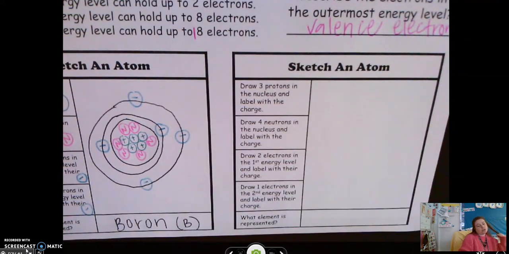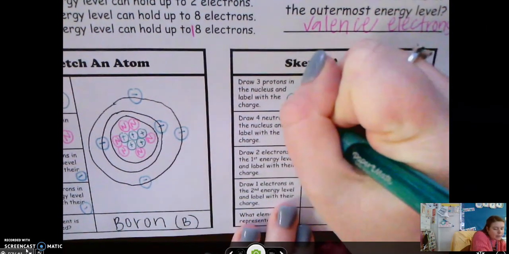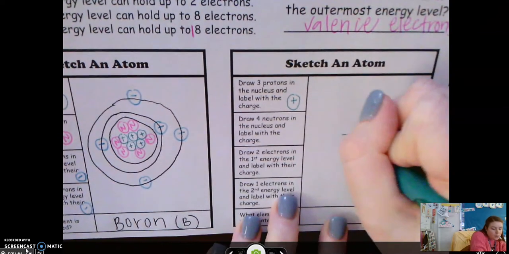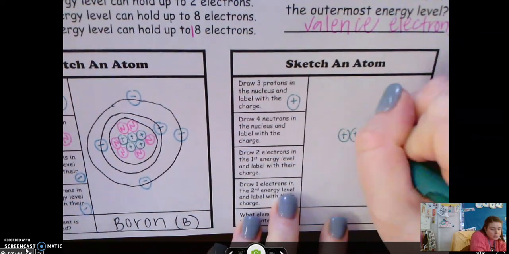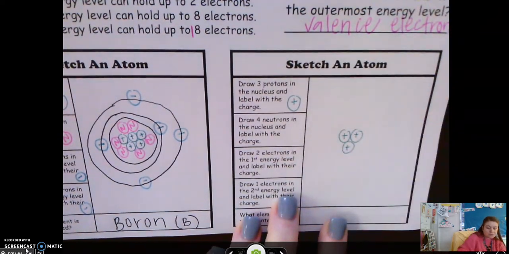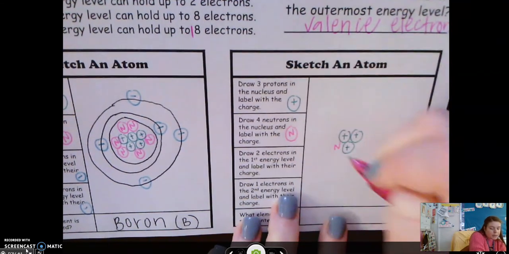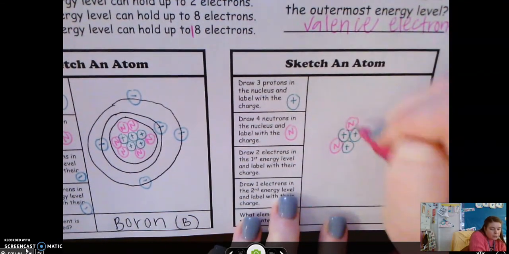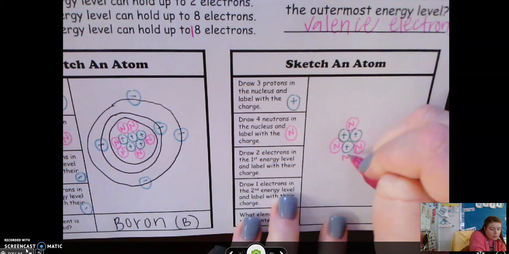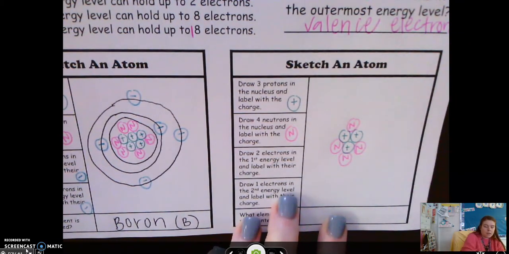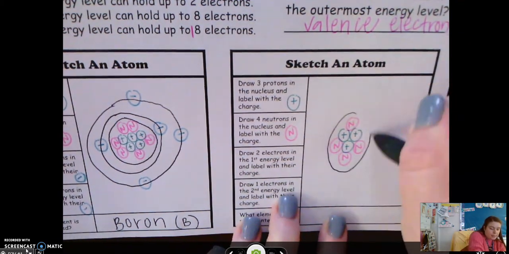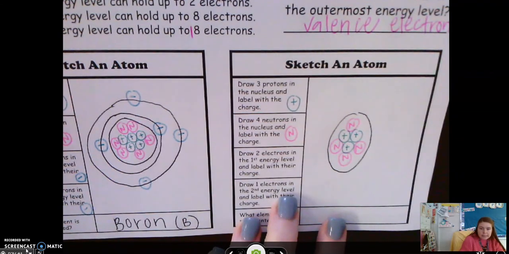So this one says draw 3 protons and label them with their charge. So again, I'm going to use my teal pen and I'm going to draw a little plus sign. 1, 2, 3 of those. I'm going to draw 4 neutrons, and I'm going to do them the same way I did the last one. 1, 2, 3, 4. I'll draw a circle around to make my nucleus.